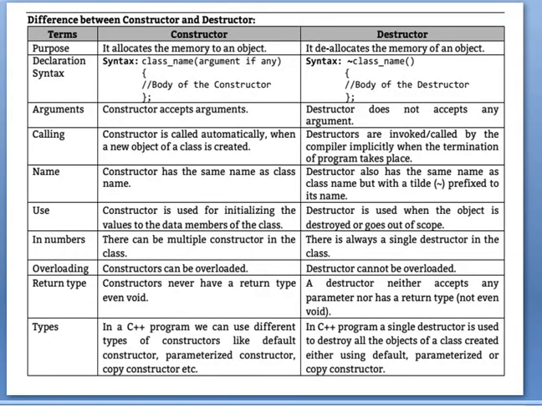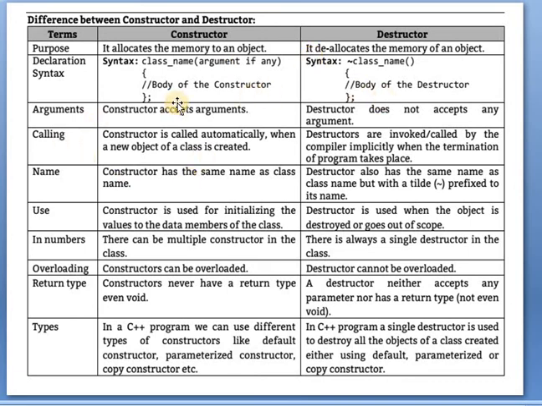Now the last point of this unit, the difference between constructor and destructor. Here are the terms, and here are the constructor and destructor. First one is purpose. What is the purpose of the constructor and destructor? The constructor is used to allocate memory to an object and the destructor is used to deallocate the memory of an object. This is the first and main difference. Declaration syntax: see the syntax, class name, arguments if any, body of the constructor and semicolon. What is the difference? The tilde operator is used before the class name, there is no argument, and then the body of the destructor and semicolon.